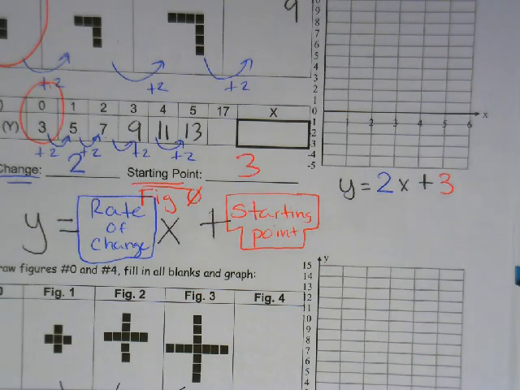Which equals 0. Yeah, because if it's 2 plus 3 equals 5. Okay, what are you doing? I don't even know. I don't even know either.